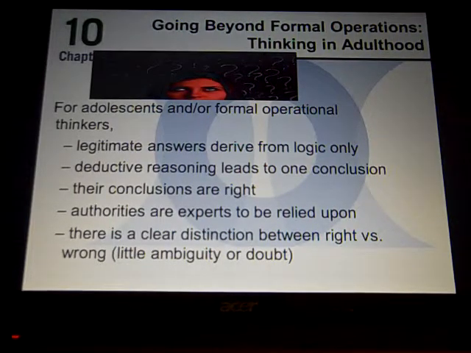For adolescents and formal operational thinkers, legitimate answers derive from logic only. Deductive reasoning leads to one conclusion, and one conclusion only, and generally they think their conclusions are correct. Now, this isn't every adolescent, but these are generally characteristics of adolescent thinking. Authorities are experts to be relied upon, and there's a clear distinction between right and wrong. There's very little gray area or doubt.